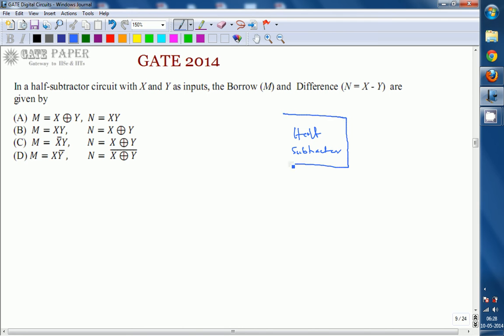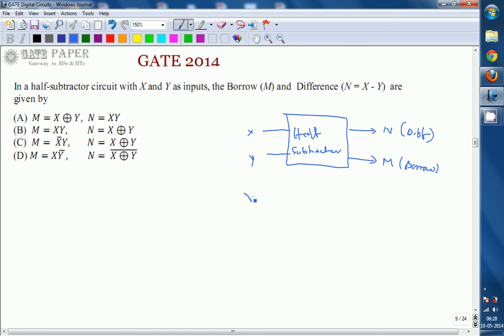For this half subtractor, what was given is one input is X, the other input is Y, and it is going to give the difference, that is N, and M is the borrow. So the difference is performing X minus Y.